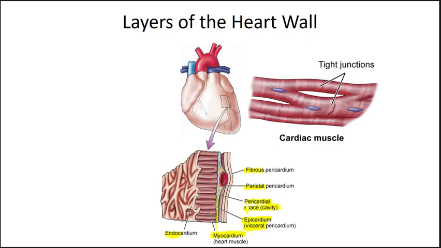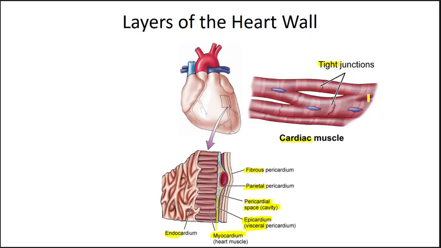It's there because it houses a small amount of fluid that helps prevent friction as the heart layers and the heart itself is moving. Remember when you learned about the different types of muscle tissue that exist, that one of the types of muscle tissue is called cardiac, the other two being skeletal and smooth muscle. And cardiac muscle, we'll see a little bit later, has what are called tight junctions.